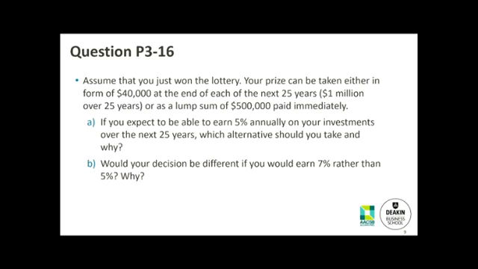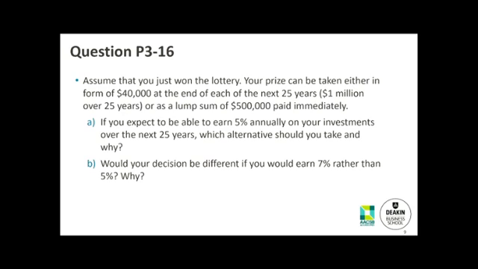If you expect to be able to earn 5% annually on your investments over the next 25 years, which alternative should you take and why? Think about this question. What is this question? You tell me. Assume you just won the lottery. You can either take the prize in the form of 40,000 every year for the next 25 years, or you can take it as a lump sum of 500,000. Two options. Which option should you go for?